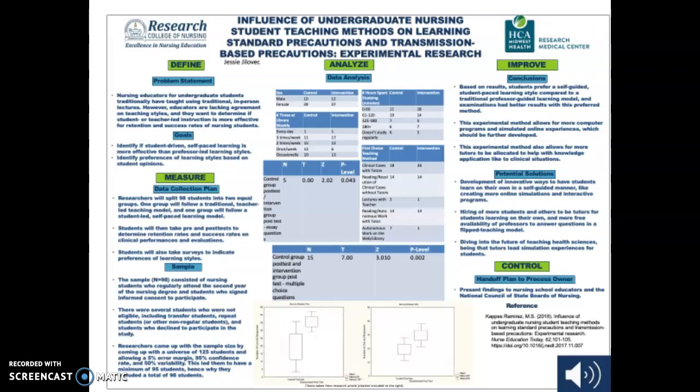So eligibility requirements were that students were in their second year of nursing, that they attend regularly, and those who can sign consent to participate, whereas people who are transfer students or non-regular students like repeat students could not. So there's a 5% error margin, 95% confidence rate, and 50% variability leading into the decision of a minimum of 95 students, hence why they chose 98 students.